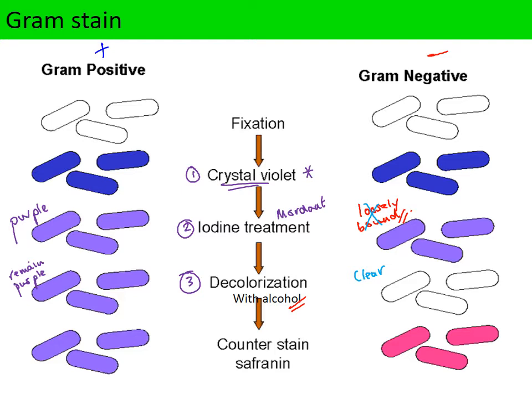The fourth step is the counter stain called safranin. Now we know the pink stain is not going to do much for the gram-positive bacteria because they're already stained quite a dark purple colour, so again they remain purple. But the counter stain safranin now binds to the thin layer of peptidoglycan that's been exposed in the gram-negative bacteria. So we know at the end of this procedure, these are going to be a reddish pink colour. So there we can differentiate between gram-positive and gram-negative bacteria.